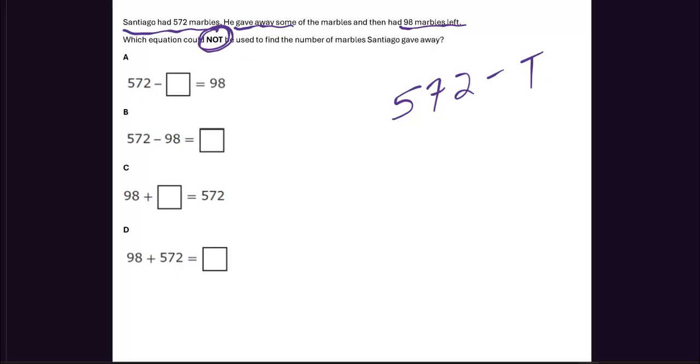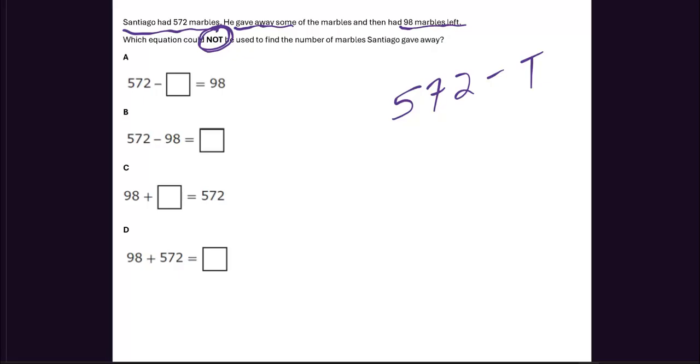Okay, so we know that in subtraction, the 572 has to go first. So let's look at A. 572 first? Yes. B, 572 first? Yes. Okay, but the 98 is in different spots, right? So let's think about this. 98 marbles is what he had left. Okay, so do we know how many he gave away? No. That's what we're trying to figure out. Trying to figure out how many he gave away.